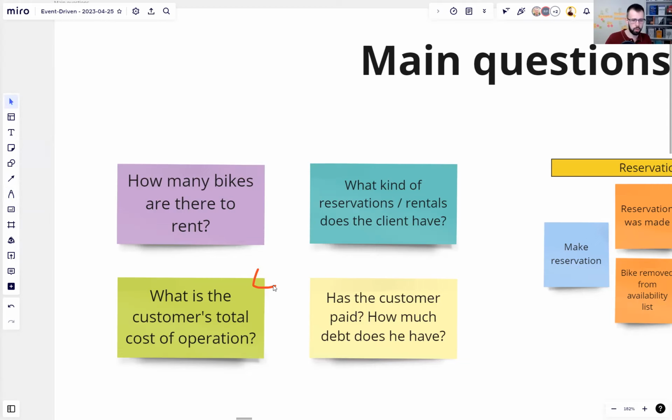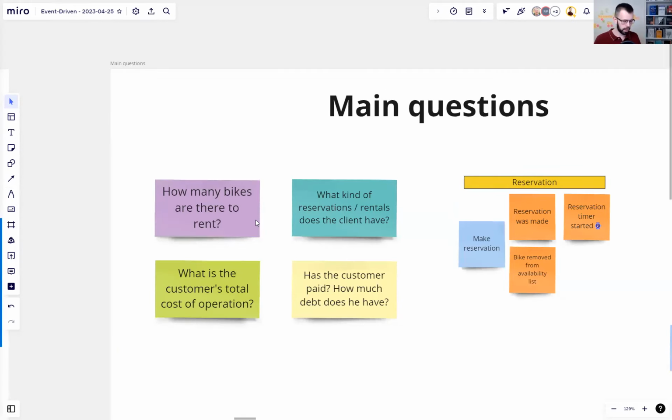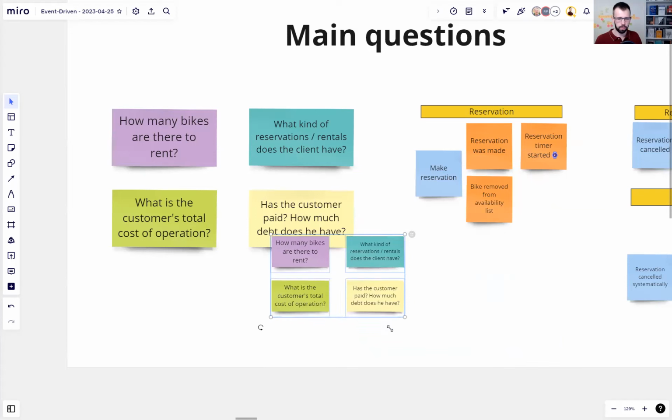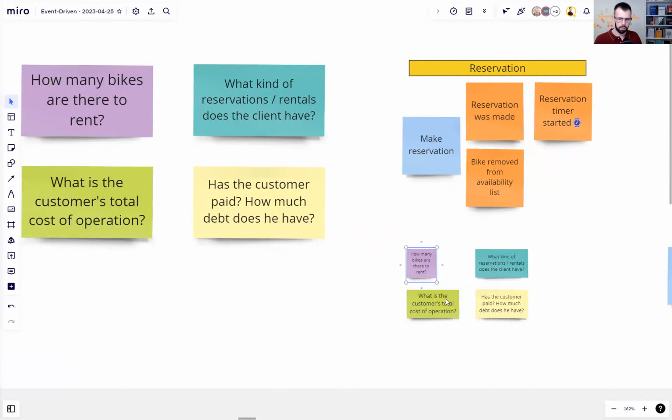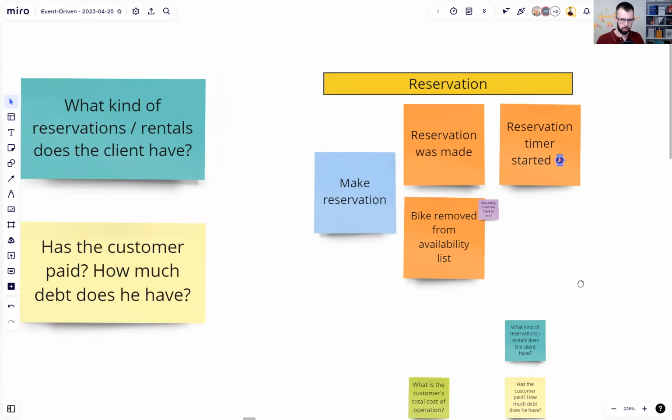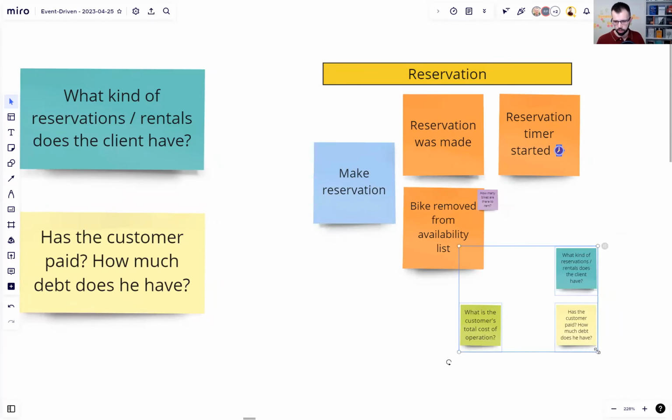And when we have these questions defined, there is an interesting trick that you can use on the event storming board: you can mark the events on the board with a copy of the card, to spot what kind of events are needed to answer this question. For example, when you have the question, how many bikes are there to rent, it's probably connected to the bike availability question. And probably I will need to make this smaller as well.